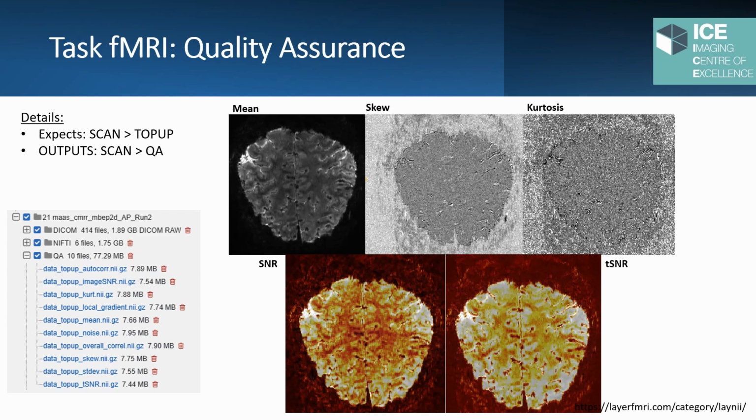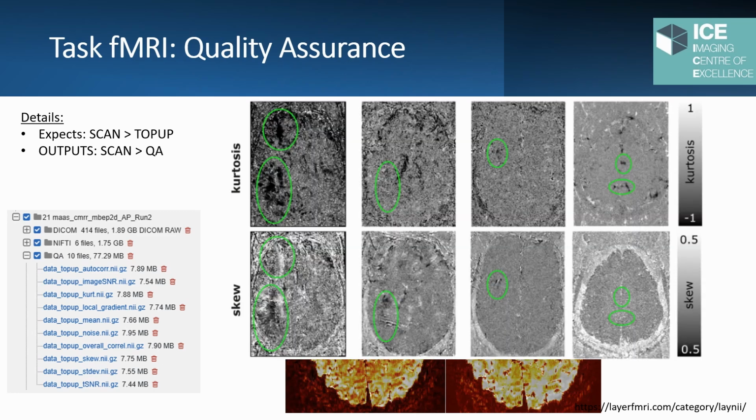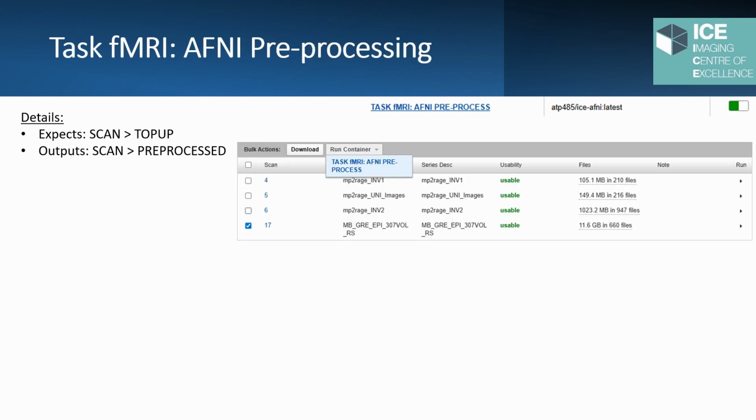And if you'd like to get some more information about how to interpret these images and why they're useful, I would encourage you to go to the Layer fMRI Laney page, where they have a number of different examples of using these images to quality assure your bold images. So next we'll move on to pre-processing.